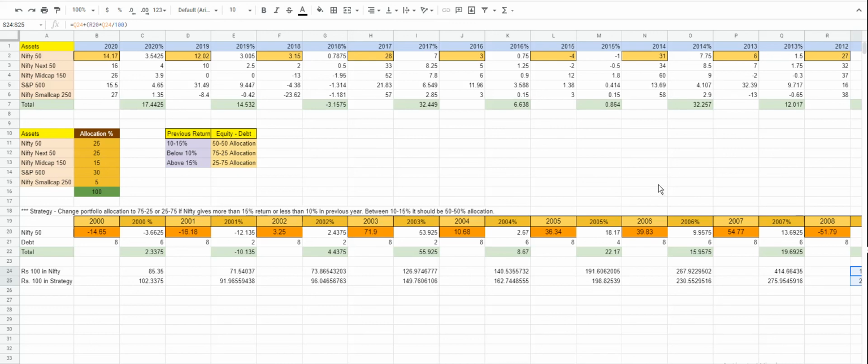So this was a free strategy from Money Making Monk on Nifty Index Investing and S&P 500 Investing.